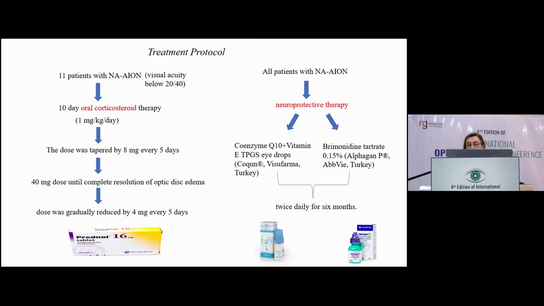Also, all patients with NAION in our study received neuroprotective therapy. This is coenzyme Q10 and vitamin E, eye drops, also brimonidine tartrate, twice daily for 6 months.